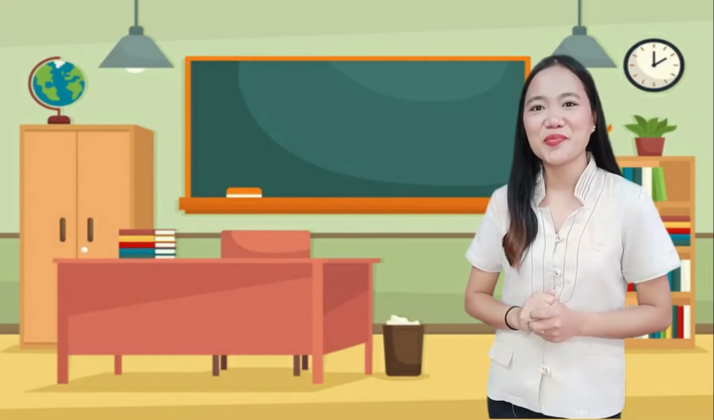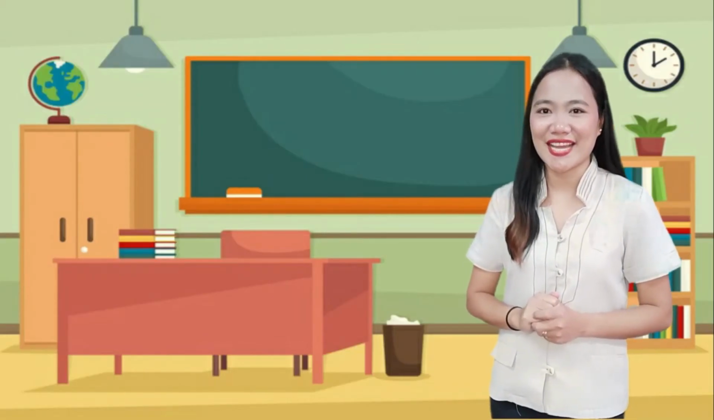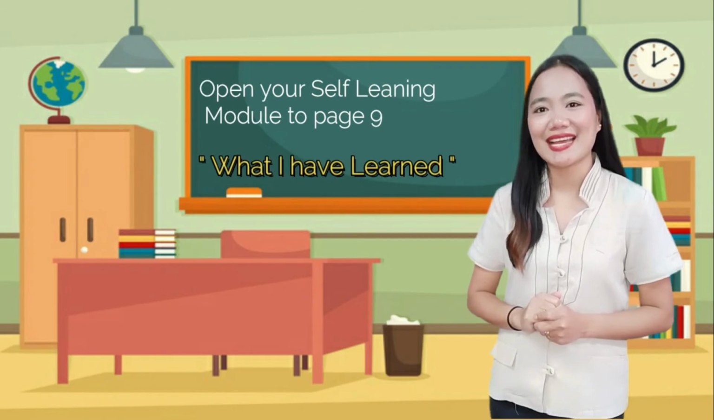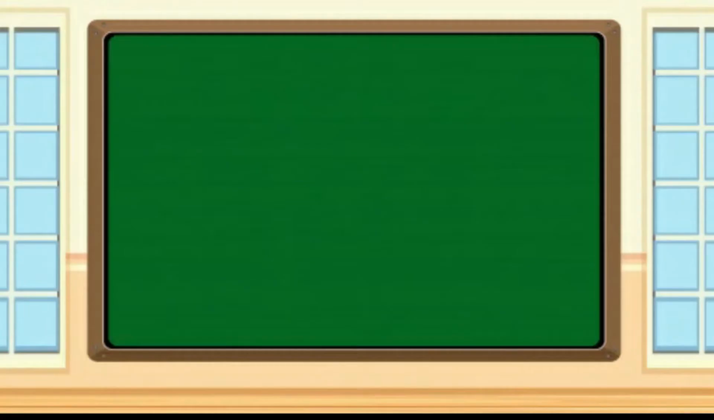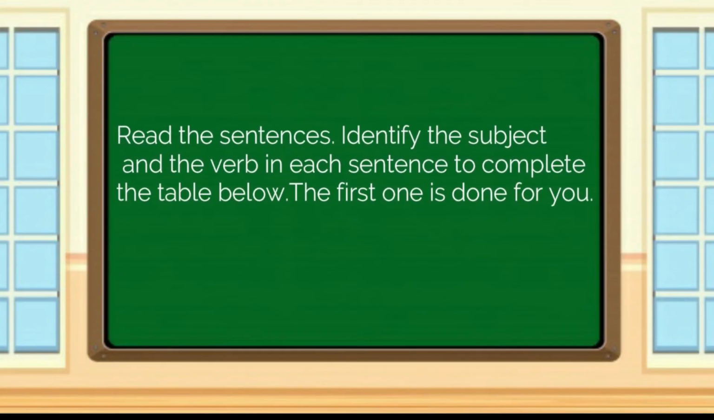I bet you want more exercises. This time, open your modules to page 9. What I have learned. Read the sentences. Identify the subject and the verb in its sentence to complete the table. The first one is done for you.